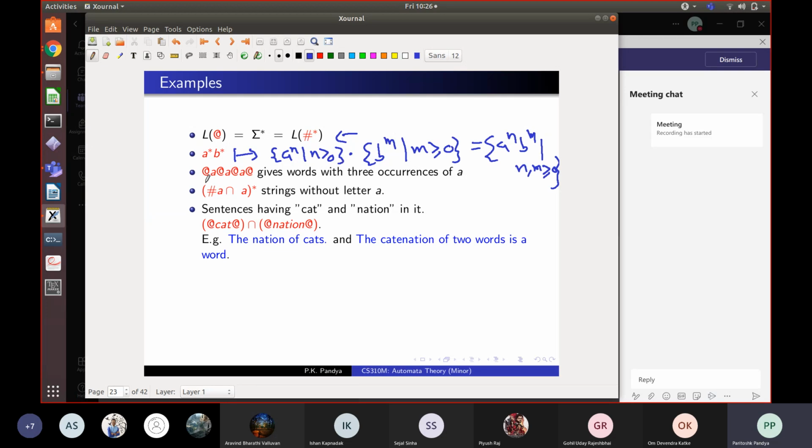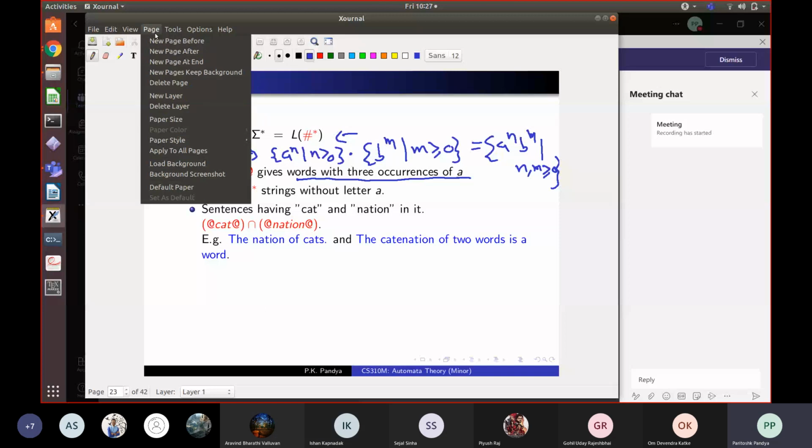What does this denote? An arbitrary string from sigma star followed by an A, followed by an arbitrary string, followed by letter A, followed by an arbitrary string, followed by letter A, and followed by an arbitrary string. This arbitrary string can even be epsilon. So what I'm saying is words with 3 occurrences of A in them. So this pattern denotes words with 3 occurrences of A in them.